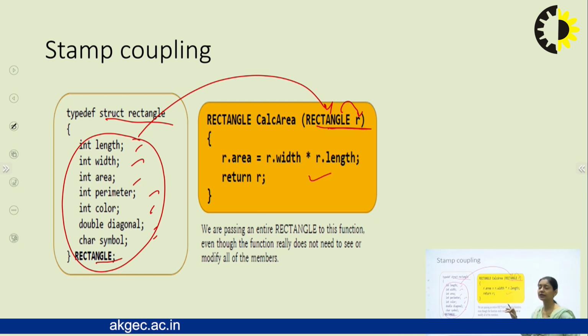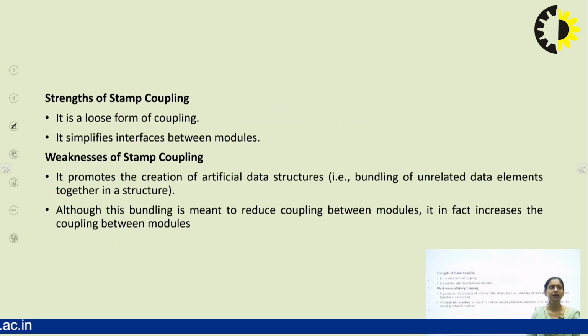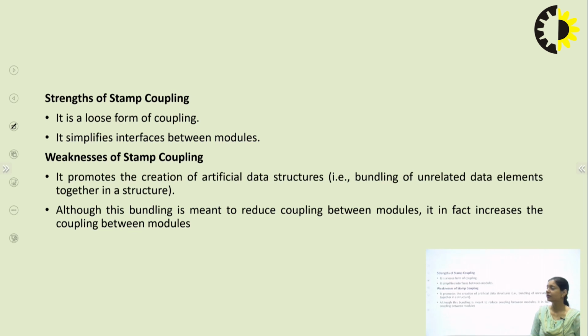It is not necessary that all of them can be accessed, but yes, some of them can be accessed over here. So this is stamp coupling. Again, coming to the strengths and weaknesses, it is the loose form of coupling because we are only passing the data structure, and it simplifies the interface between the modules because one data structure can serve the purpose of many purposes.